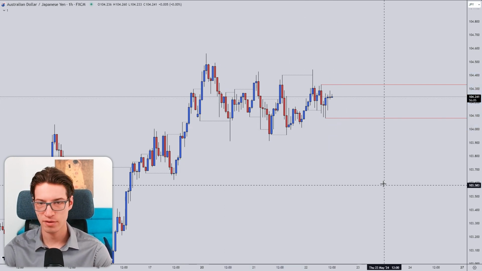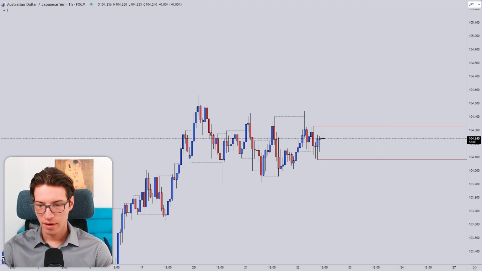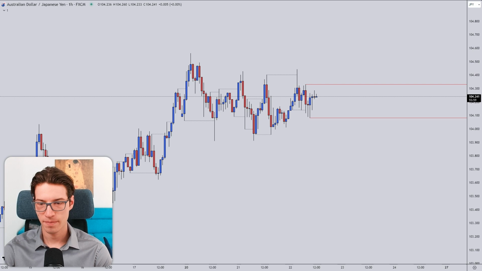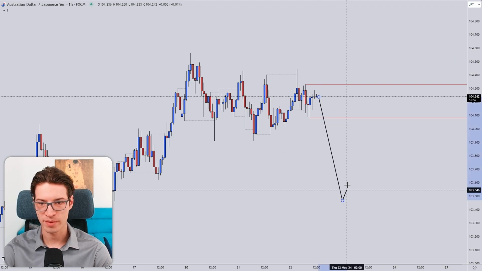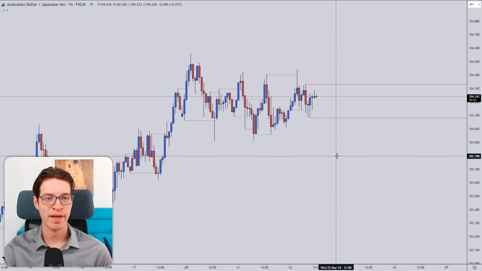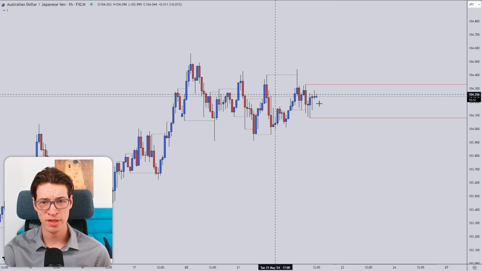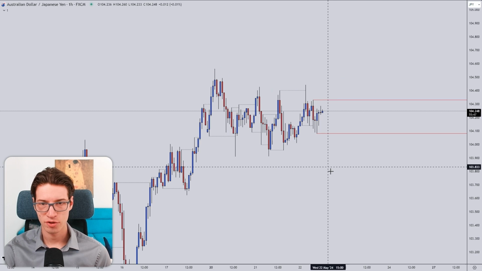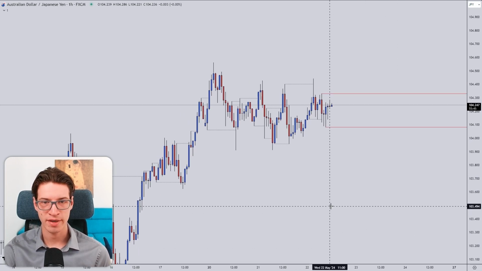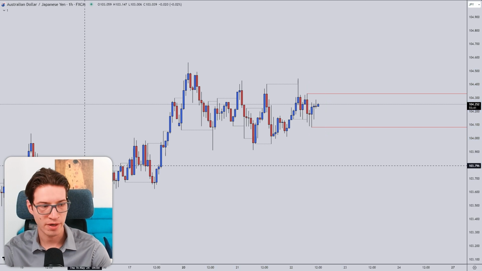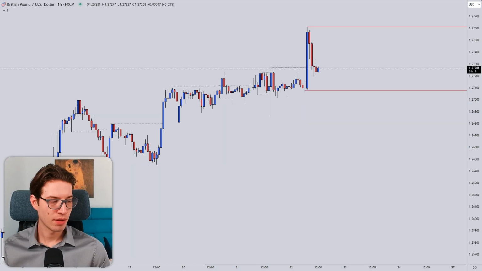This is now flat, range bound. I am looking for a large push up like this, or a large impulse down like that, just waiting for momentum, waiting for a large impulse up or down, and being a lot more patient on the Aussie and the Japanese yen. This is showing me absolutely nothing. Yeah, just look how flat it is. You can put the price in a box like this. It's looking very, very, very flat.